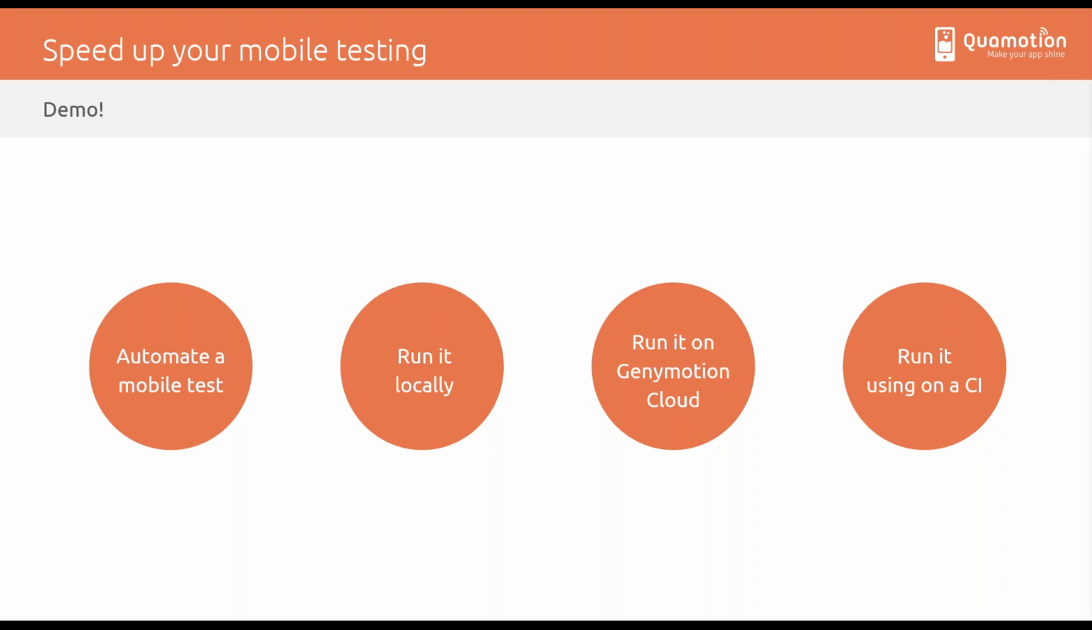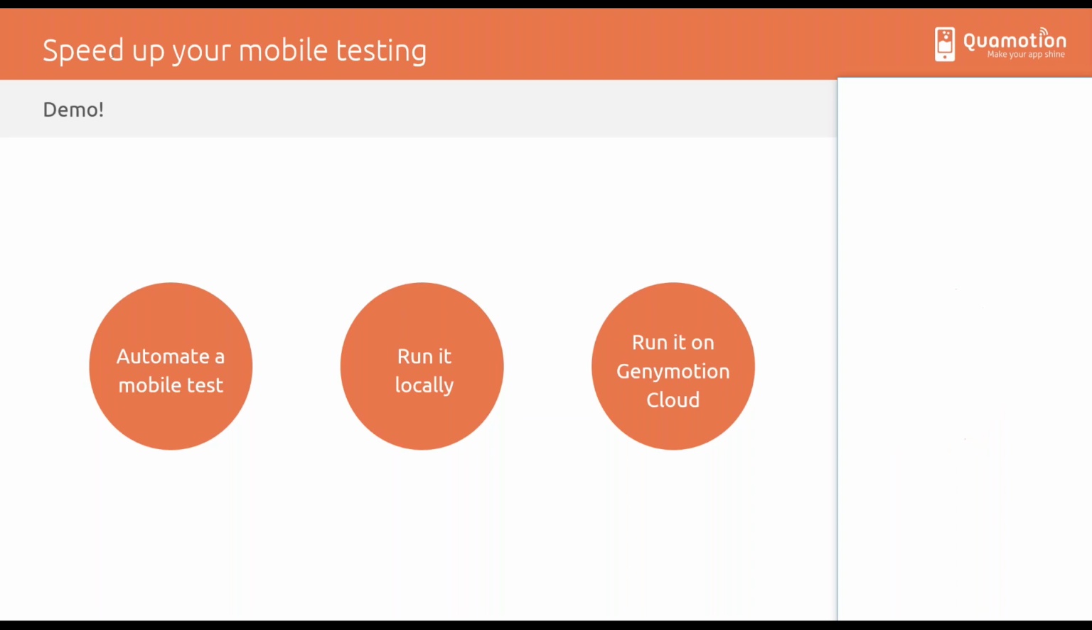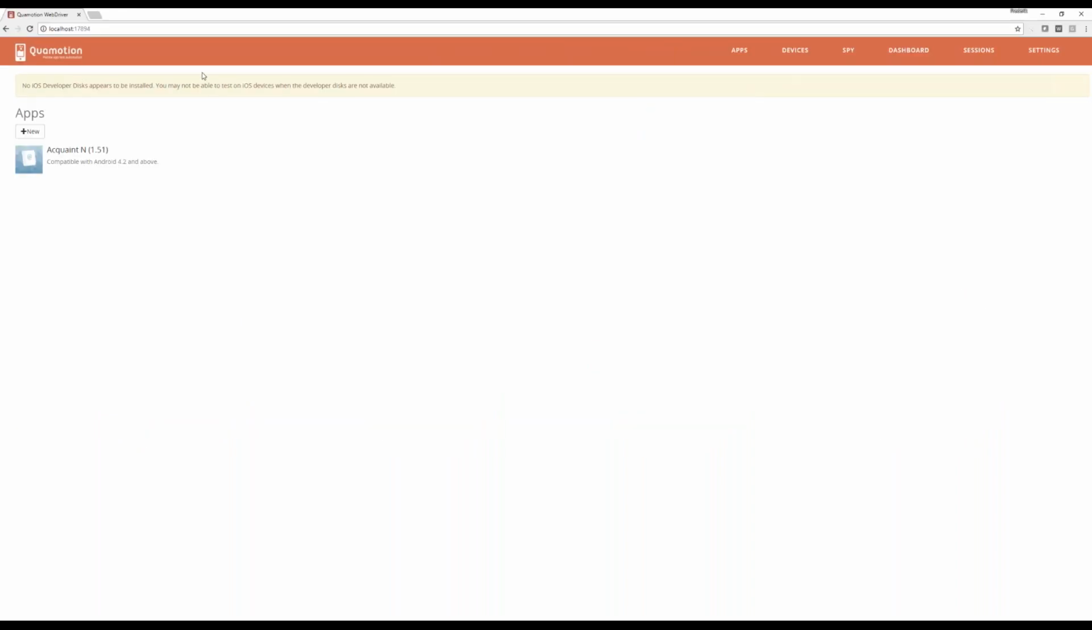So what I'll show you first is what we call the Quamotion web driver. It's the software that you can install locally on your computer, and which we use to automate mobile applications. So I've presented the interface. It's a web-based interface on my desktop. And in this interface, I can first manage applications.